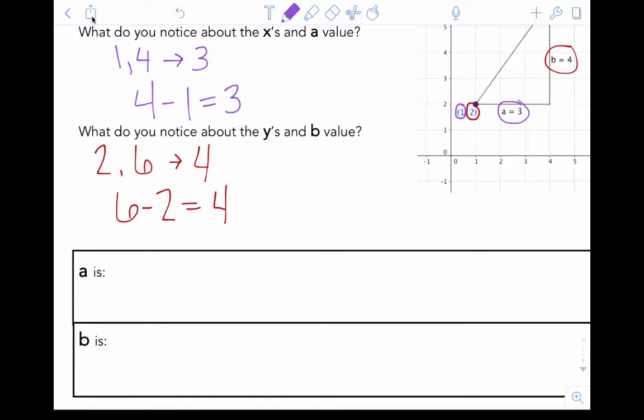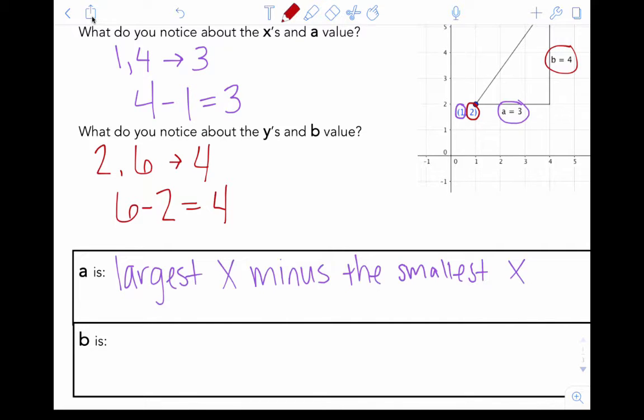What this is telling us is if you take the largest x, which in this case is 4, minus the smallest x, which is 1, it's going to equal your a value. So a is the largest x minus the smallest x. Same thing with your y's and your b. Your b, which is 4, is equal to your largest y minus your smallest y.